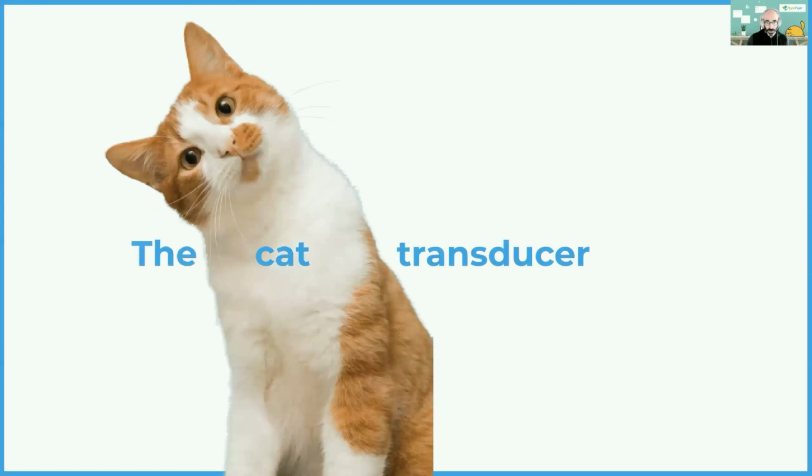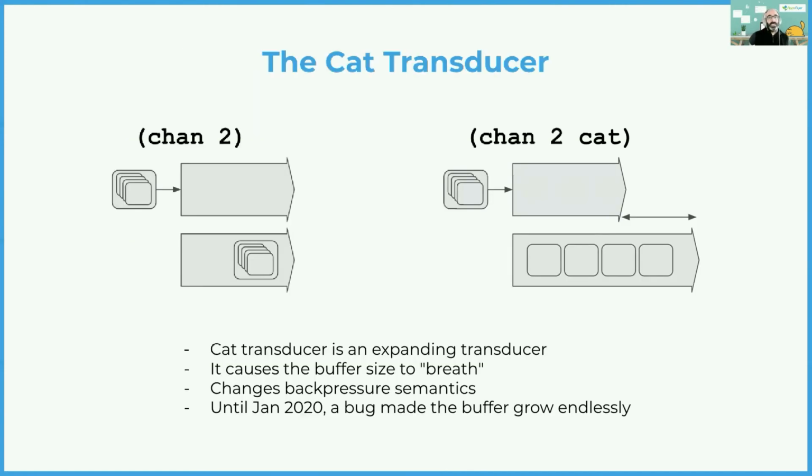Then there's also the question of the cat transducer. What is it, and should we use it for optimizations or other reasons? Cat is an expanding transducer, which means when we create a channel with cat and put a collection in the channel, the collection will spread into individual messages inside the channel.